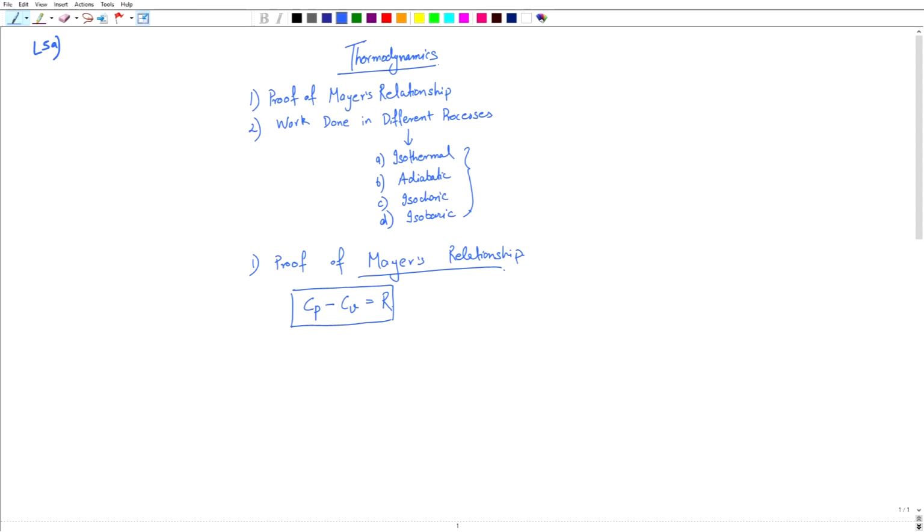Basically, when you look at this relation, you will understand that this is the relationship between the specific heat at constant pressure and constant volume. So we are relating two processes through Mayer's relationship: constant pressure, that is the isobaric process, and the isochoric process.